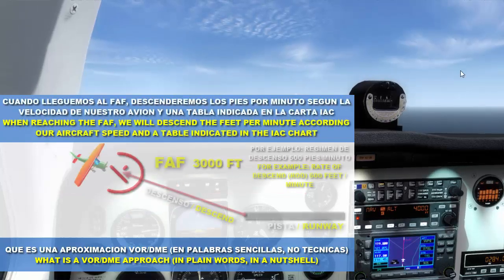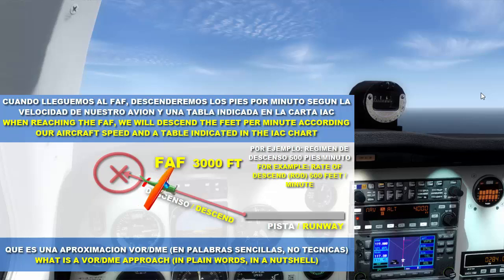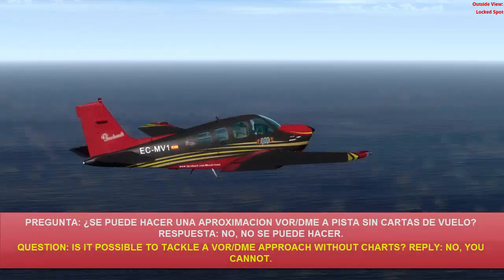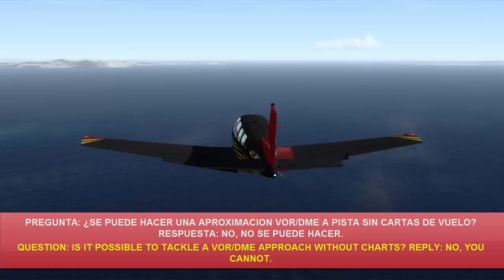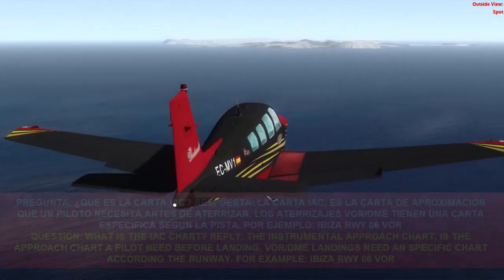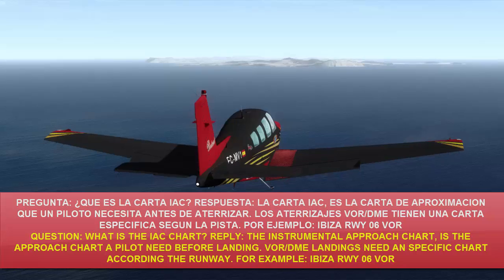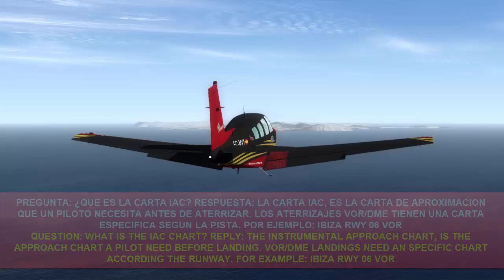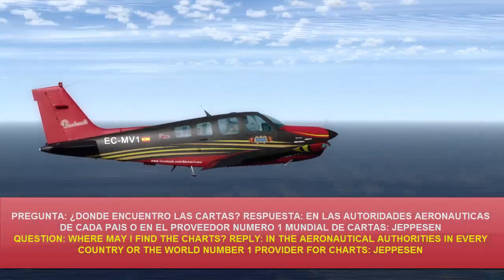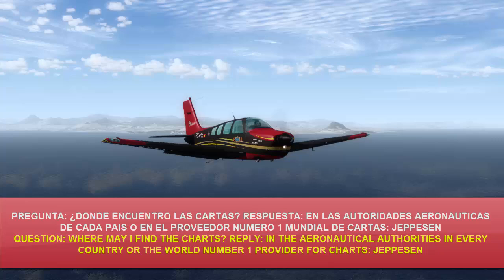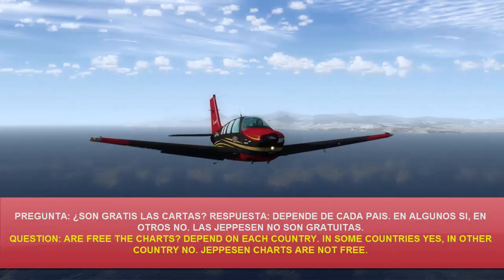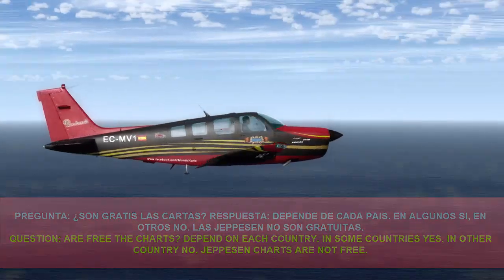And what happens next? Well, you start the descent rate according to what is indicated in the table of the instrument approach chart, okay? Some question: can you proceed with a VOR DME approach without a chart? No, that is completely impossible, okay? To proceed with the real VOR DME approach, you need the instrument approach chart, and exactly an instrument approach chart that is giving you the procedures for a VOR DME approach to the runway, okay?